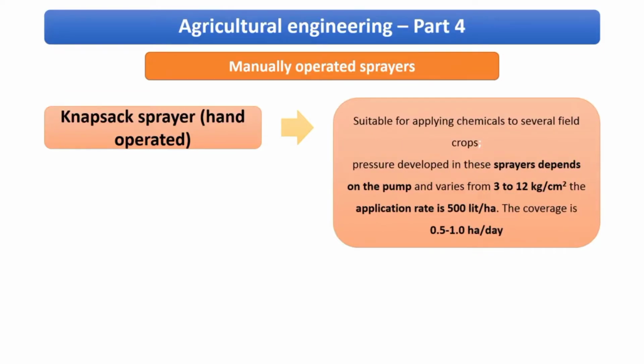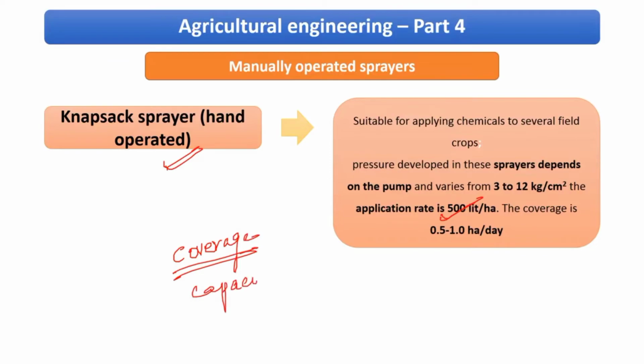Then moving forward, you have knapsack sprayer, again a hand operated one. Here you can see that the pressure again varies from 3 to 12 kg per centimeter square. There's an application rate which is given, and the third thing is the coverage or the capacity. So this is also important.